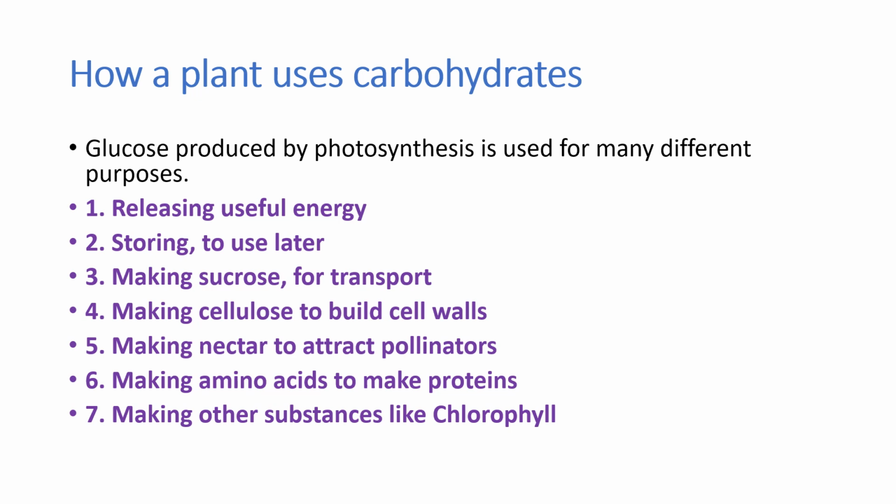Glucose produced by photosynthesis is used for many different purposes: releasing useful energy during respiration, for storage to use later, to make sucrose for transportation, to make cellulose to build new cell walls, to make nectar to attract pollinators, to make amino acids to make proteins, and to make other substances like chlorophyll.